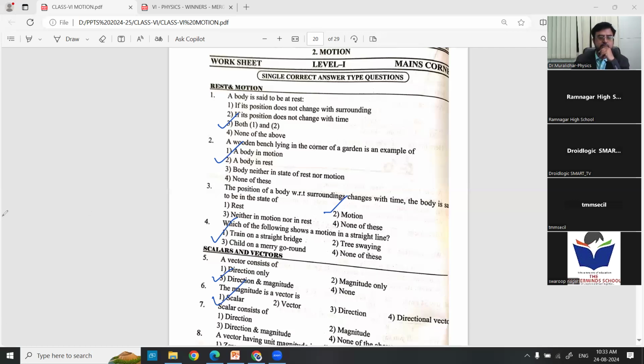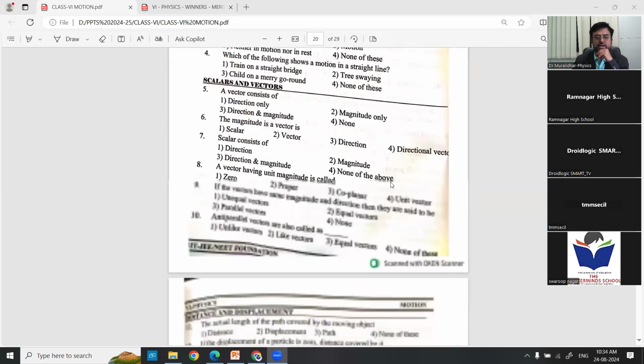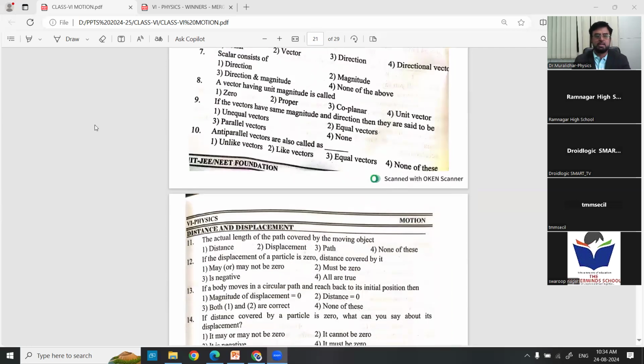Right? So 6 is completed. Now we move to the next one, 7. Scalar consists of what? Only magnitude. Scalar consists of magnitude, no direction. A vector having unit magnitude is called a unit vector. Unit means 1, magnitude of 1. Zero magnitude is a zero vector. Unit magnitude is a unit vector. Other than 0, they are also called proper vectors.